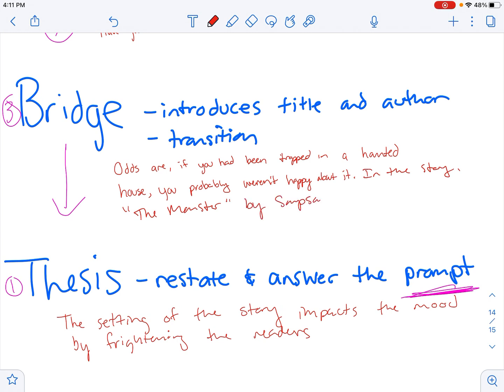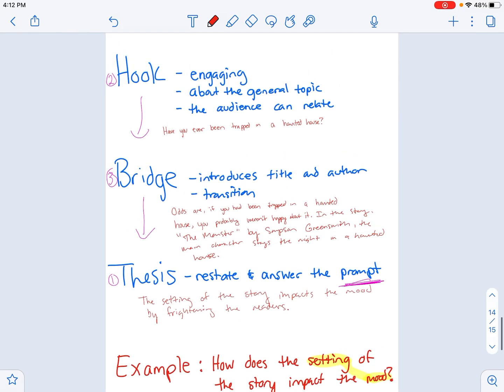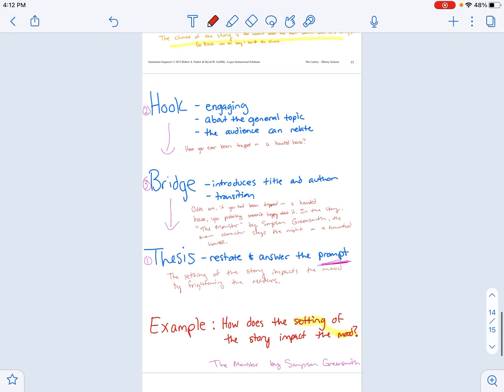by, and I want to give them the author if we know it. With this one we do because it's made up, by Samson Greensmith. So in the story, The Monster by Samson Greensmith, the main character stays the night in a haunted house. Now we can transition into the setting of the story impacts the mood by frightening the readers. And that makes a little bit more sense now. So that's how we can create an introduction.